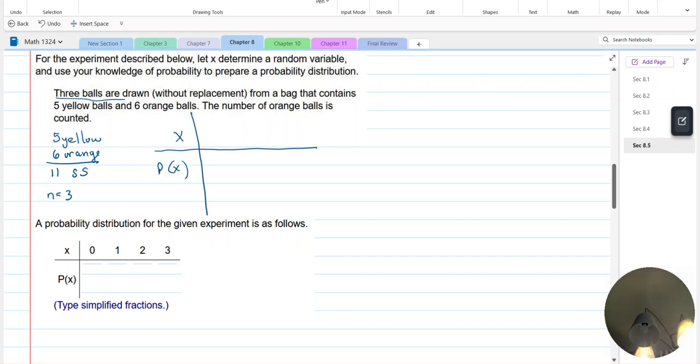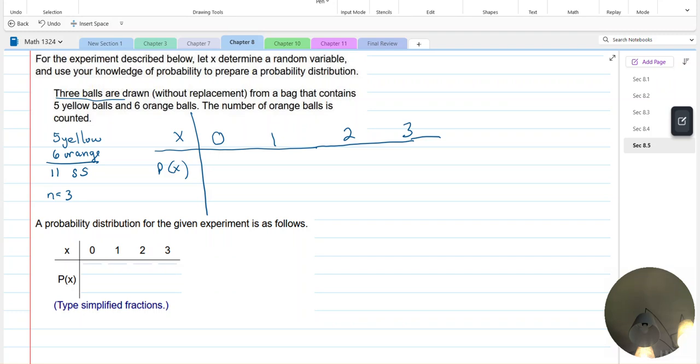All right. So out of the 3 balls, and we're talking about oranges, we can have 0 orange balls, 1 orange, 2 orange, or 3 orange. Those are all the possibilities for this. So now we want to construct our probability against that X variable. And now we're talking about what we've done before, which is success and failure.